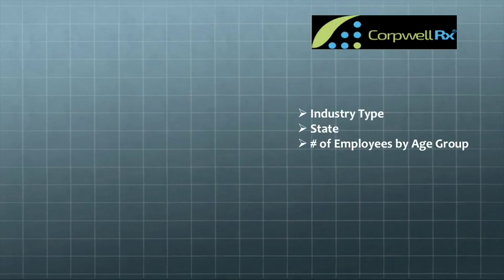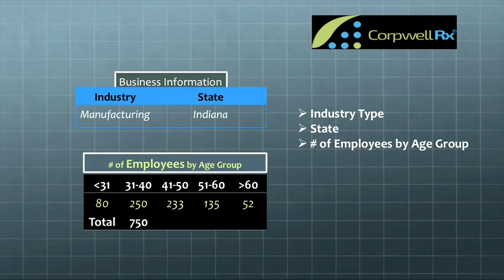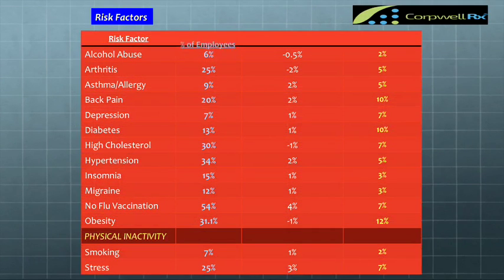Here's a snapshot of demographic data for an organization whose primary business is manufacturing, operates in the state of Indiana, and employs 750 full-time employees across several age groups. The next portion of the calculator includes 3 separate data windows for each risk factor. By focusing on physical inactivity, we see that 34% of employees are currently inactive. The prevalence of inactivity has favorably dropped 1% in the past year, and 15% of the wellness budget was allocated toward physical activity interventions.